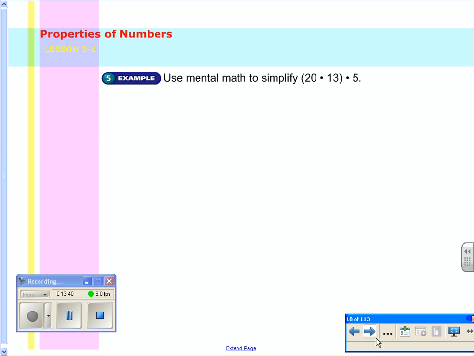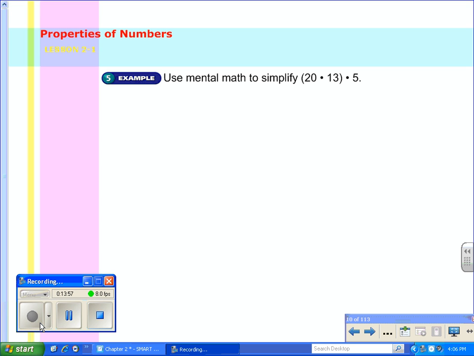Oh, now we're using one with multiplication. Use mental math to simplify. 20 times 13 times 5. Again, find numbers that are easy to multiply together first, and then do the next piece. So go ahead and do that now, and just pause it and check your answer.